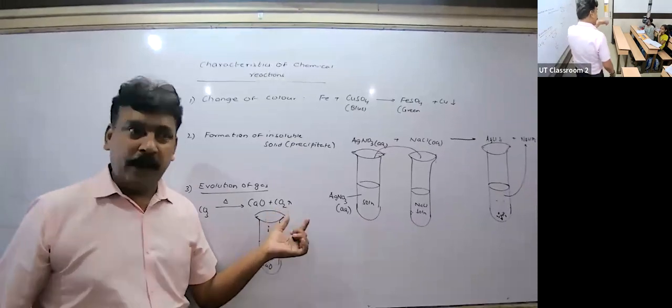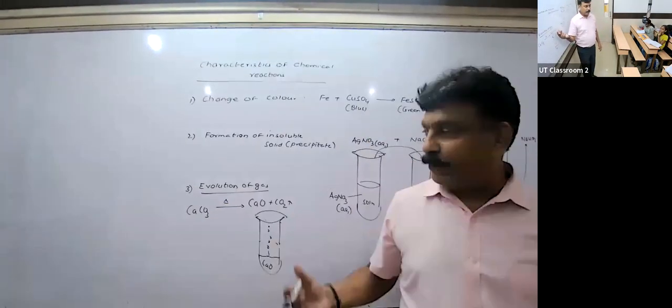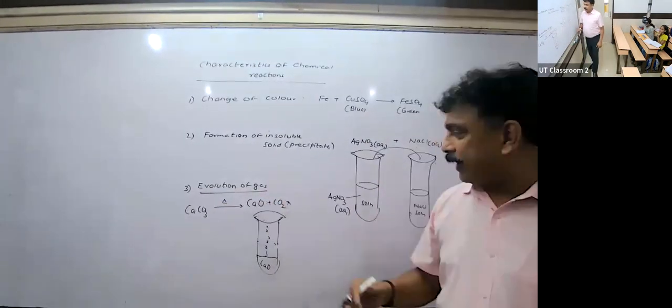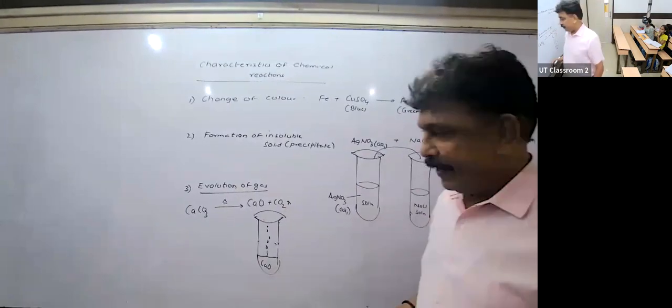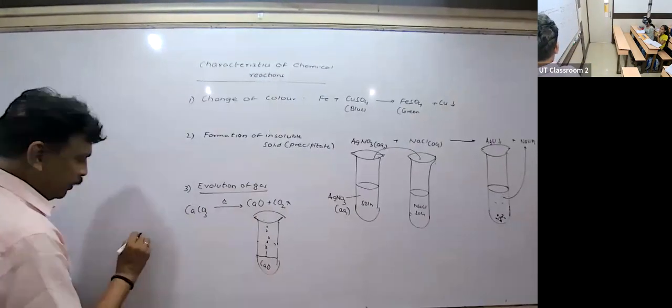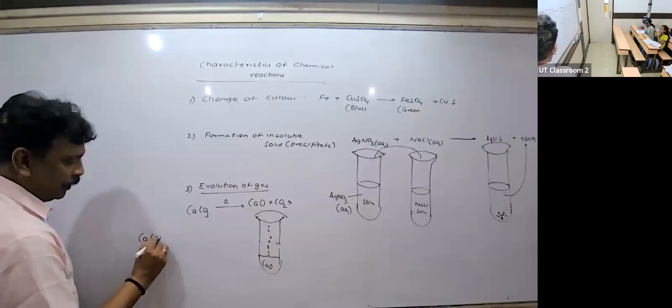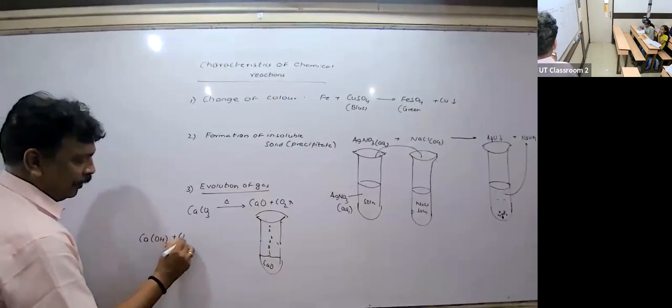Okay, and that means the gas is evolved. That's why lime water is turning milky. What is the reaction? That lime water has the formula Ca(OH)2. Yes, now slowly children are getting this.